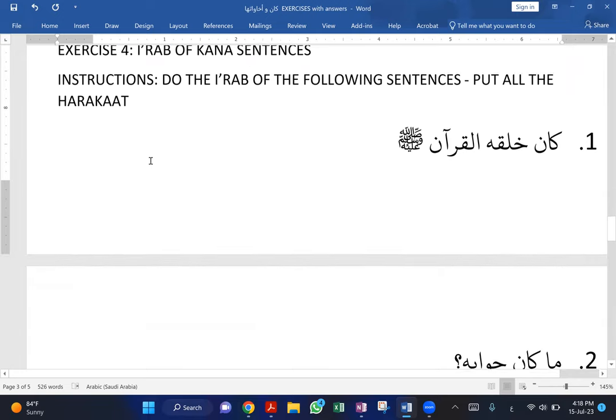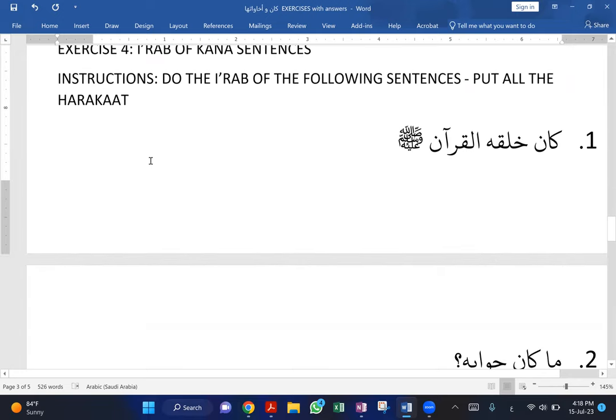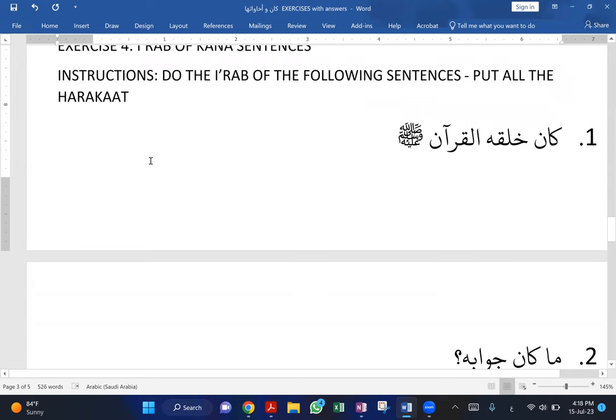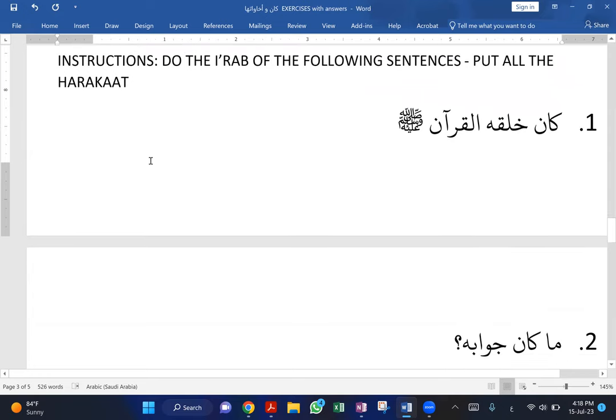All right. I don't know if there's any other question. If there's nothing, then we can do the i'rab of the other kana examples that I have here. So we have كان خلقه القرآن. What do you guys think? We'll continue with the same color scheme. What is كان here? كان خلقه مبتدأ.